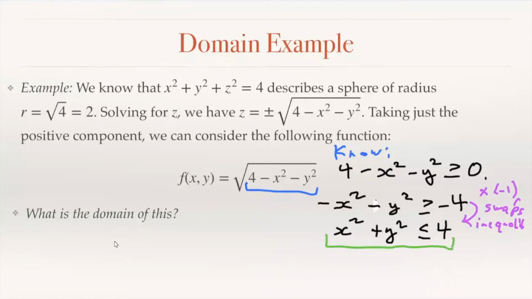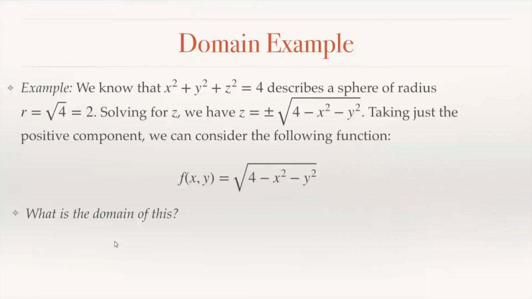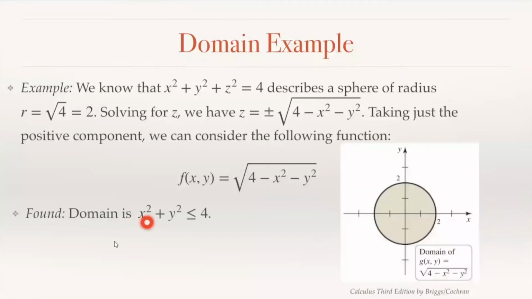Okay, and what is this? Well, that is the inside of a circle of radius 2. After all, a circle of radius 2 is x squared plus y squared equals 2 squared. And this is saying that our x and y must lie inside of that, so that the radius is less than or equal to 2. So that is the domain of this function.